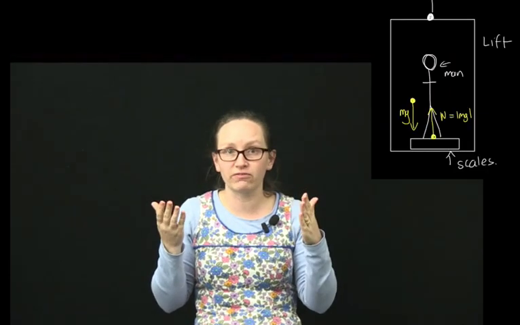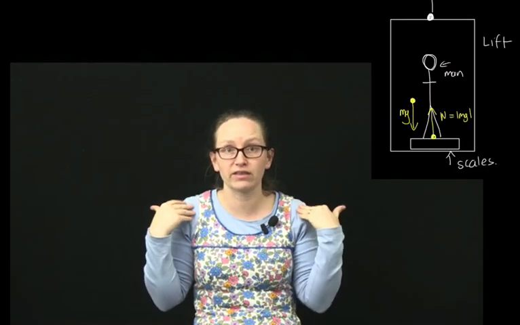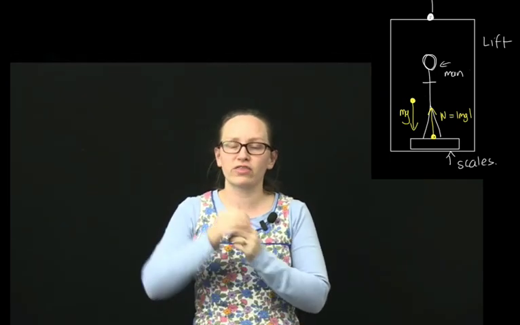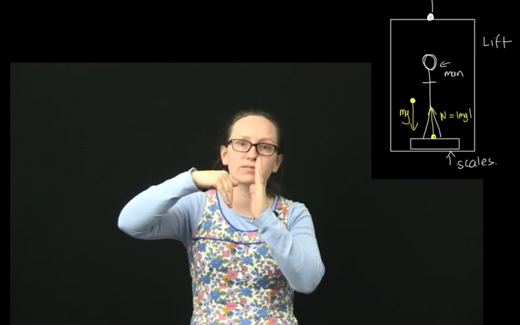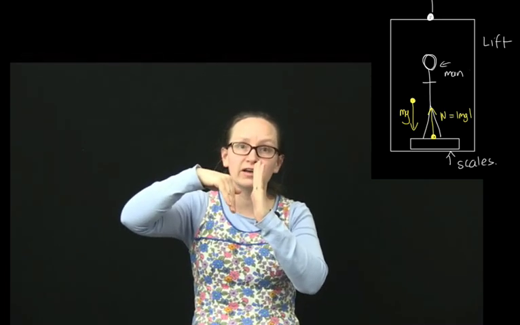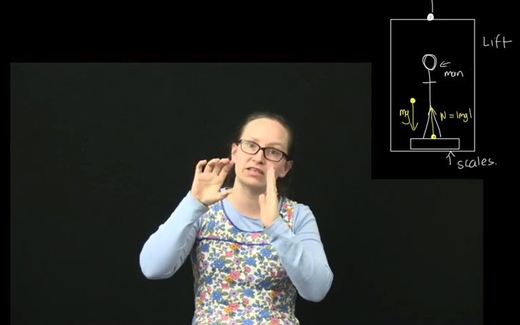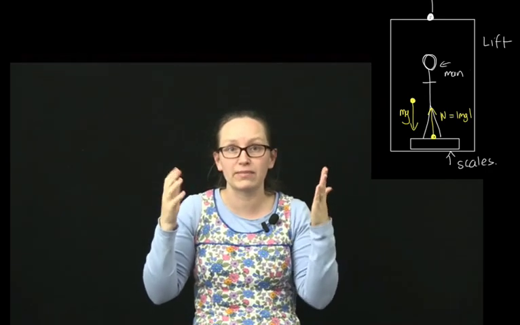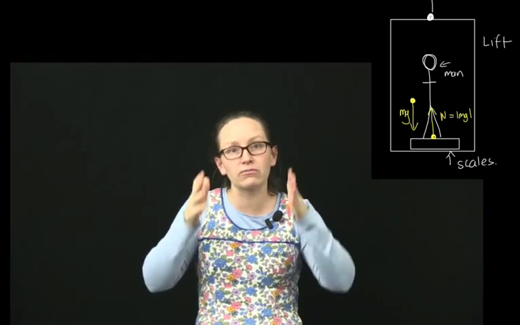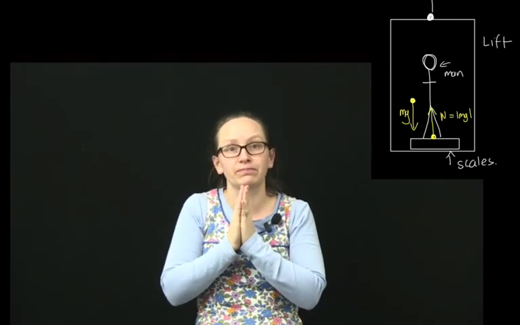And Newton's first law tells us that if something's moving with a constant velocity, then there's no unbalanced forces on it. So if there's no unbalanced forces acting on the man or the scales, then we know that the weight force of the man must be equal to the reaction force, which is applied on him from the scales. And so since he had a mass of 80 kilograms, those scales would read 80 kilograms while the lift travelled upwards with a constant velocity.